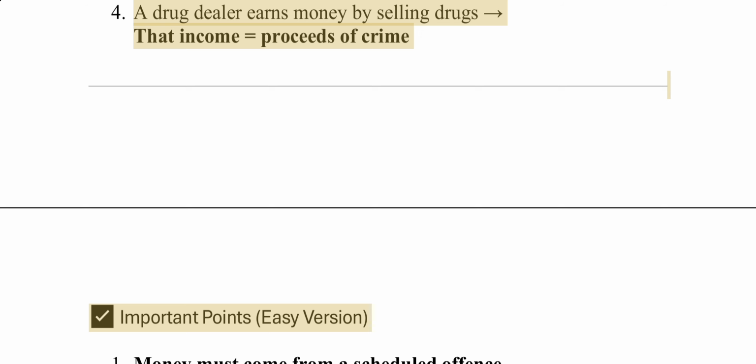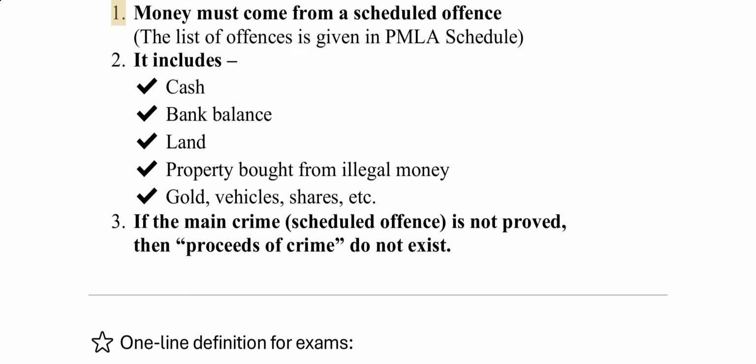Important points, easy version. 1. Money must come from a scheduled offense. The list of offenses is given in PMLA Schedule 2. 2. Proceeds of crime includes cash, bank balance, land, property bought from illegal money, gold, vehicles, shares, etc. 3. If the main crime, the scheduled offense, is not proved, then proceeds of crime do not exist.